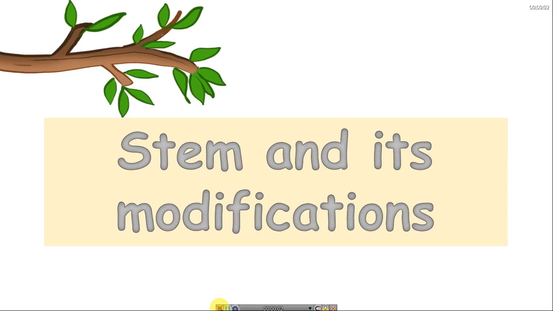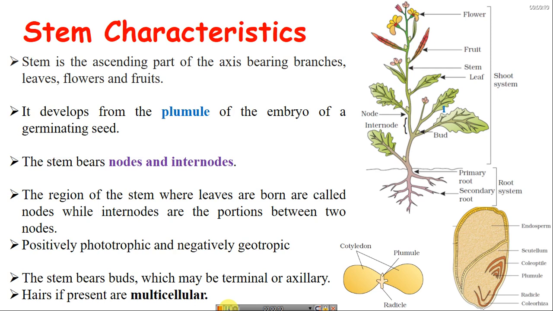Viewers, in this video we are going to learn about stem and its different modifications. So let's know what is stem and what are its characteristic features. Stem is the ascending part of the axis bearing branches, leaves, flowers and fruits.